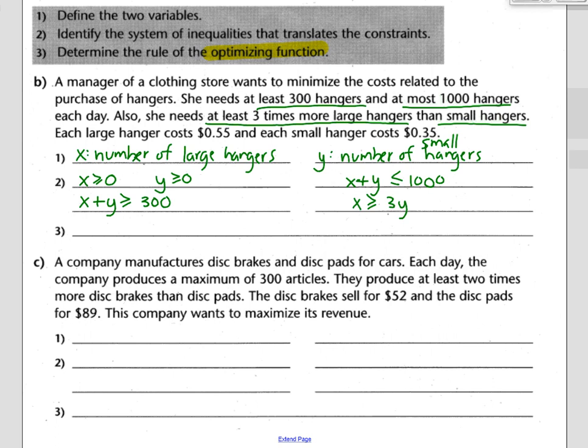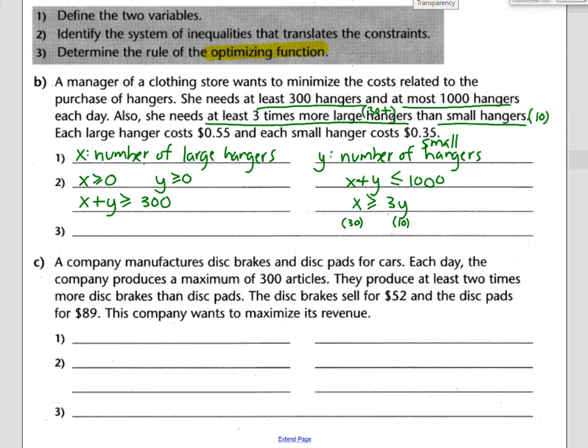And if you're not sure, give yourself an example. So if you have, for example, 10 small hangers, how many large hangers would you have? You would have 30 or more, right? So check if it works in your equation. If you plug in here 3 times 10, it's going to give you 30 here. Okay, so you know you got it right.